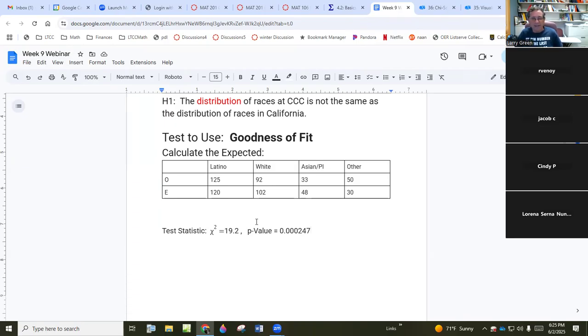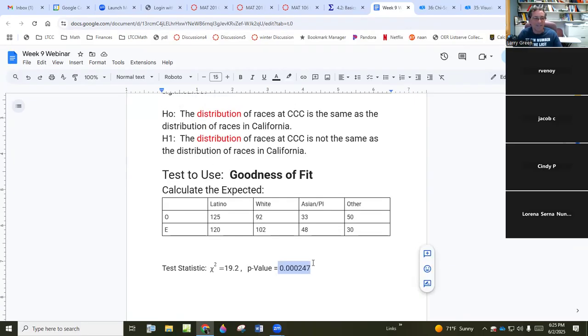All right. Well, at this point in the class, you should know how to look at this p-value and come up with a conclusion. So what do we do? Again, we've been doing this for weeks now. What can we do? Okay, interpret p. Now we're going to use the p. So 0.000247.